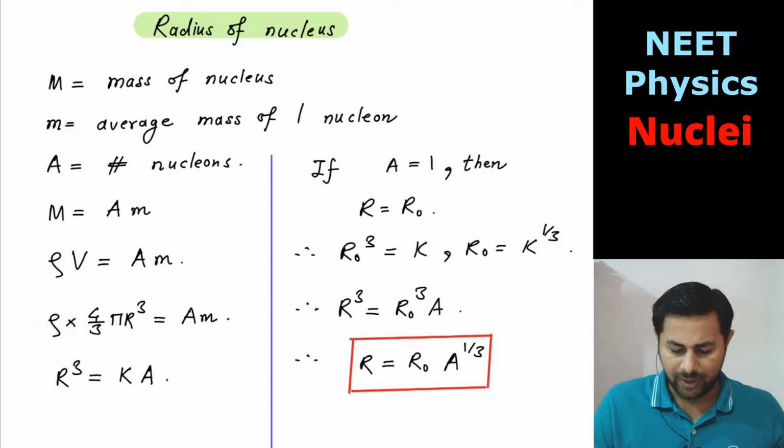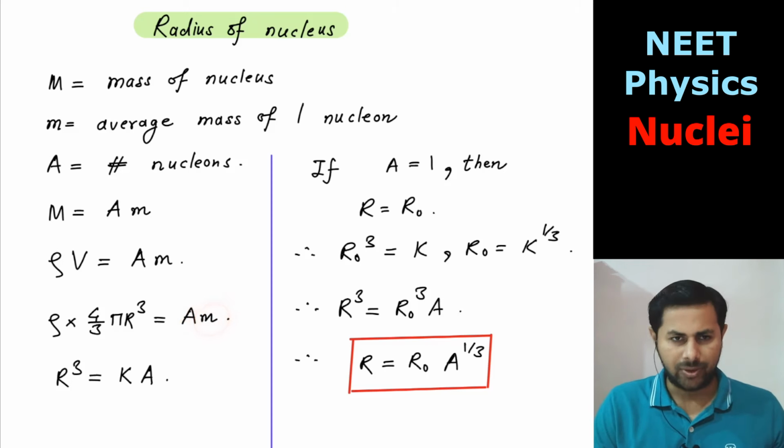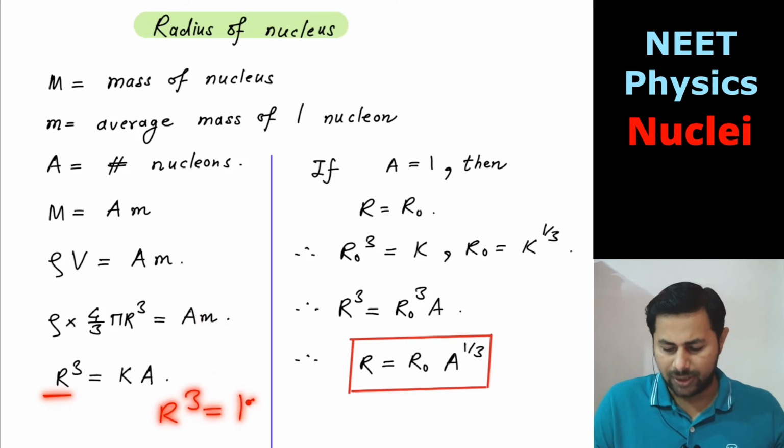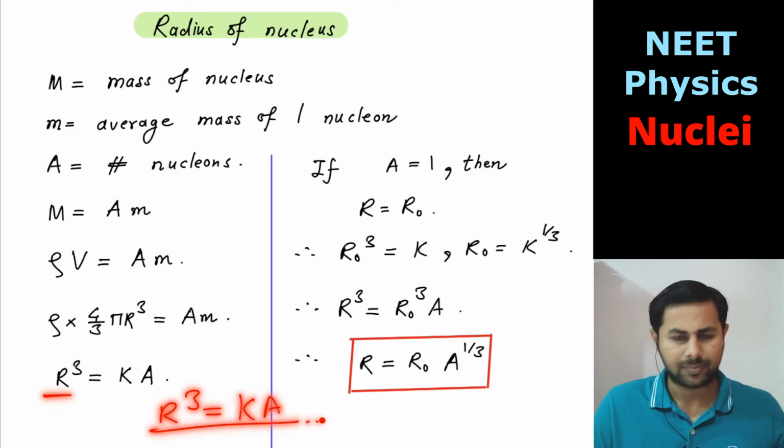So what do you get? You have r cube is equal to A times mass by rho, that is some constant. The average mass of a nucleon is a constant, and density is also constant. So m by rho is some constant, and therefore you can write r cube is equal to some constant times A.